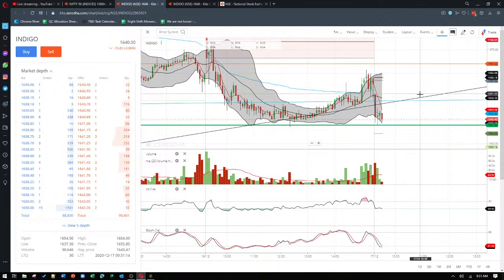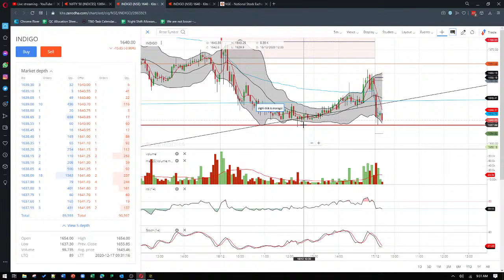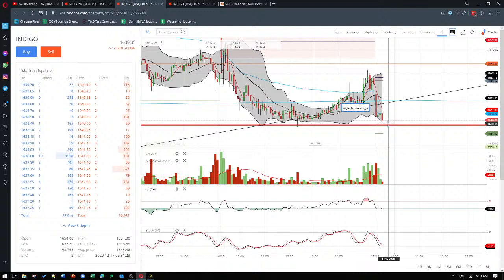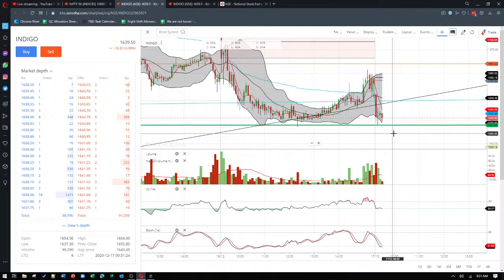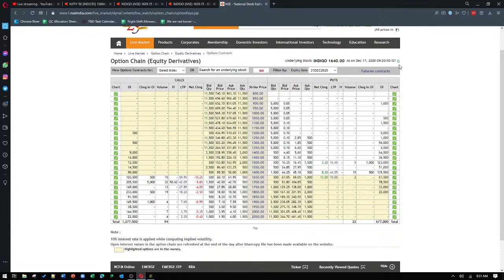Okay, this is a very critical situation. Previous day low. So if the day low is broken, and this support level is very nearby, I think it will very easily reach. Let me just refresh the OI and see.